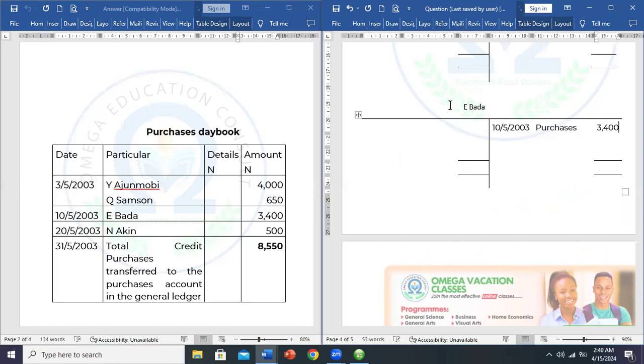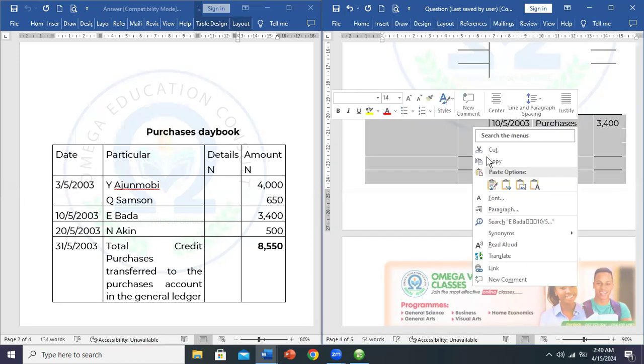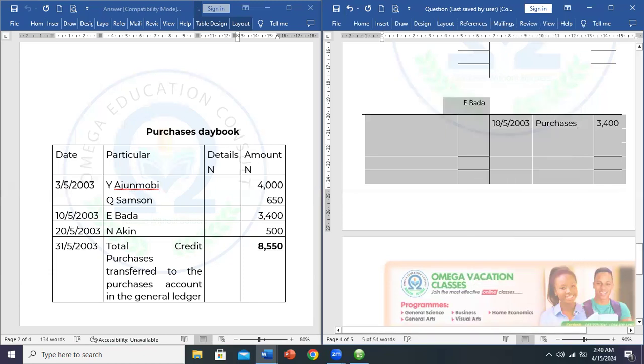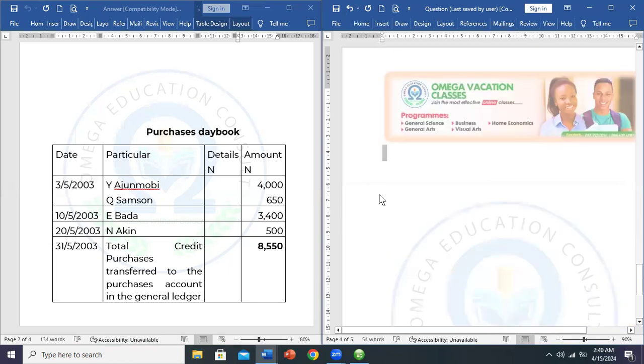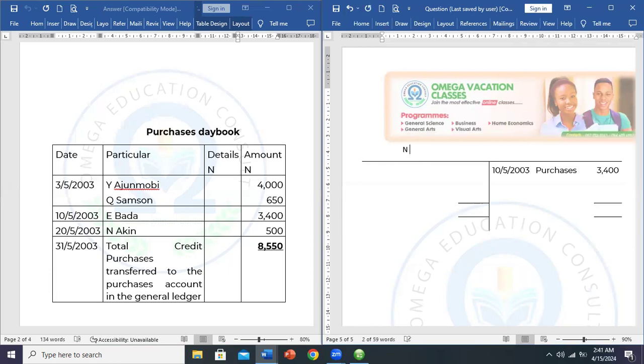Then finally N Akin. Okay, I think I need an extra account. I'll copy this one. Okay, so we can put the account of N Akin here. So N Akin would also be credited, but this time with the date which happened on the 20th, and the amount is 500.